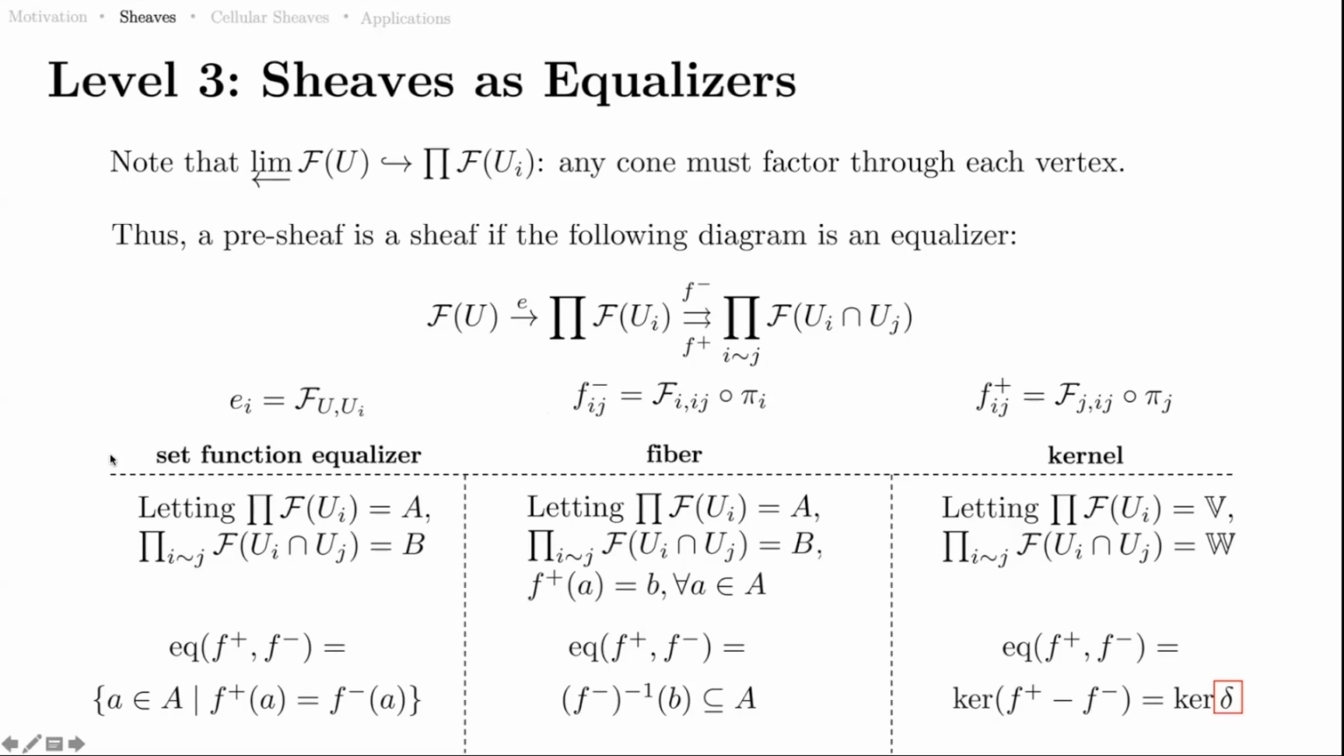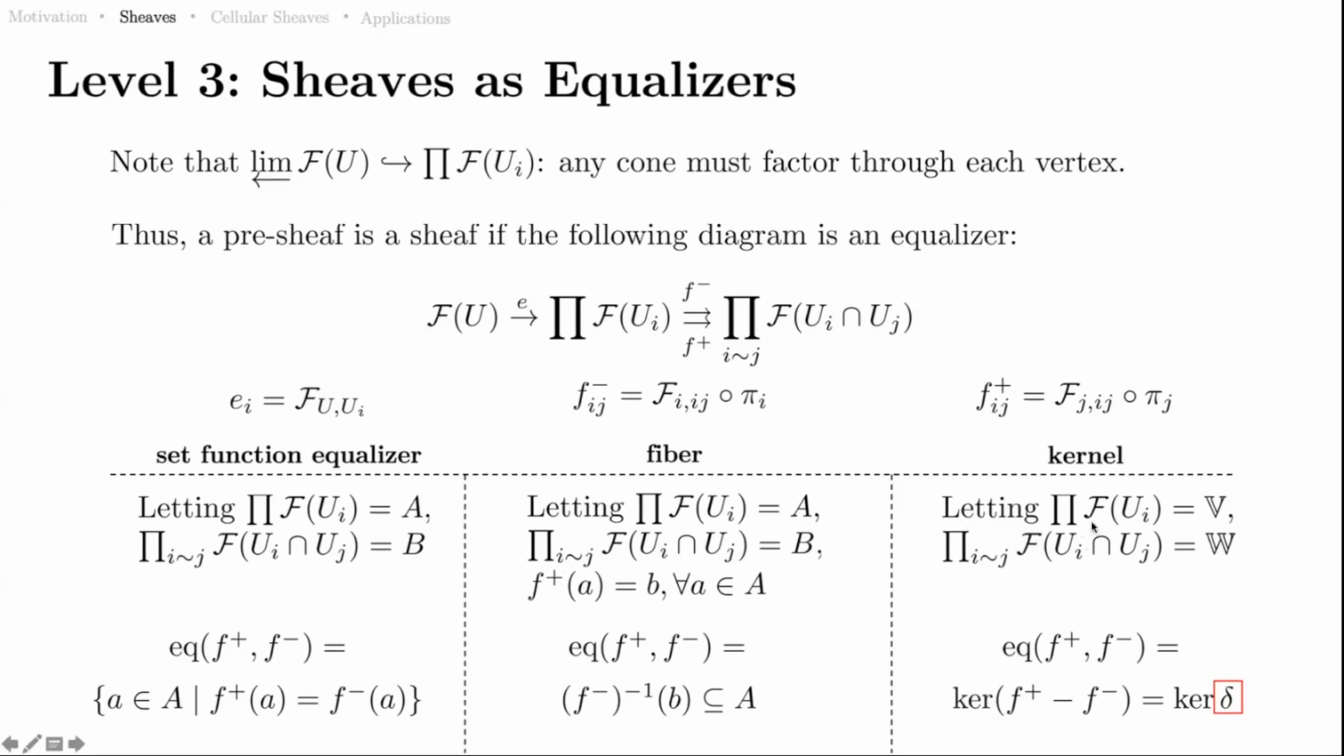I find it slightly easier to interpret this definition by just revisiting the definition of an equalizer. So if we have a set function, if we just replace this product of our vertex representations by A and this intersection product by B, a regular definition of the equalizer is available. If A is constant at B, or if F plus is constant at B, we recover something which looks like a fiber.